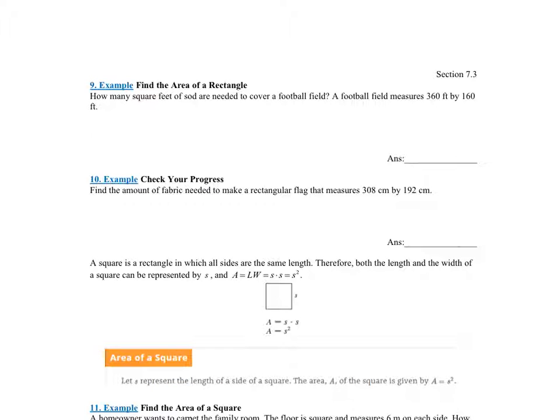So to do an example of area of a rectangle, let's look at number 9. It says how many square feet of sod are needed to cover a football field. Again, a football field is rectangular. It's 360 feet by 160 feet. And we're not talking about the length of the outside now. We're talking about how much space is on the inside. That's where the sod would go, right? Okay, so here we're finding the area of a rectangle, not the perimeter.